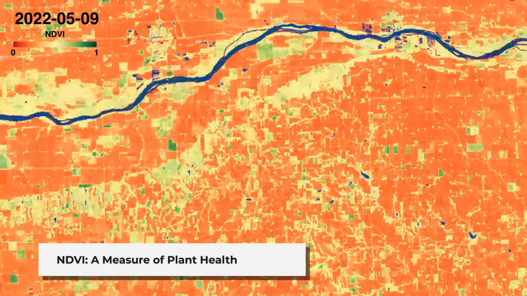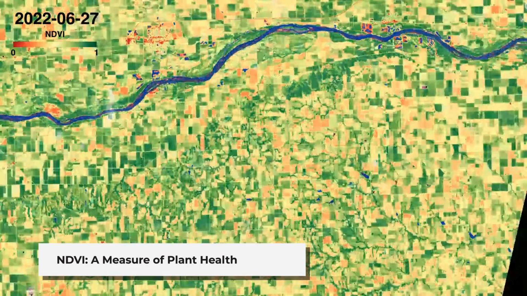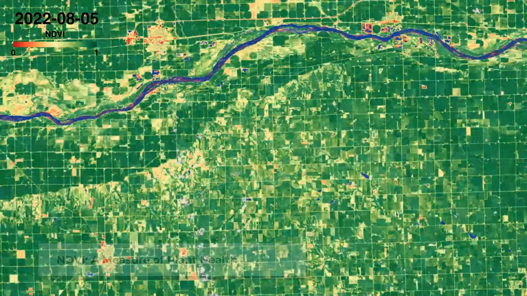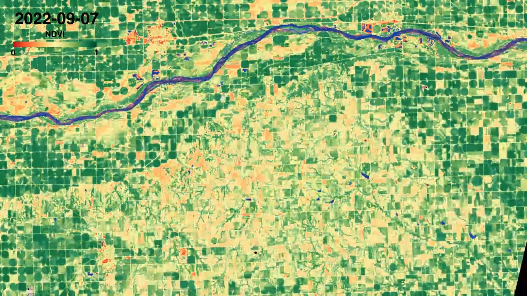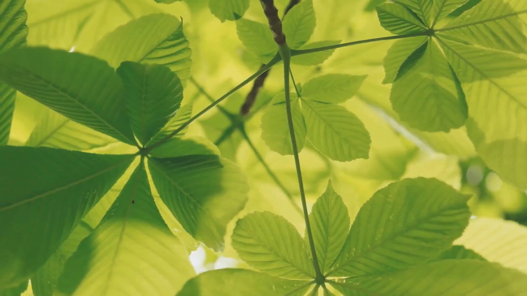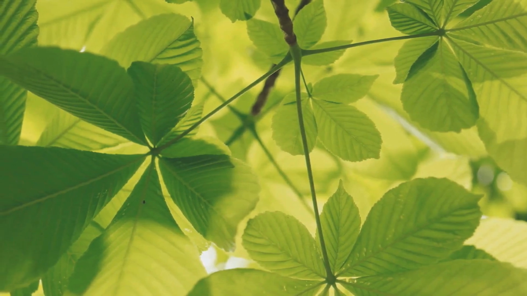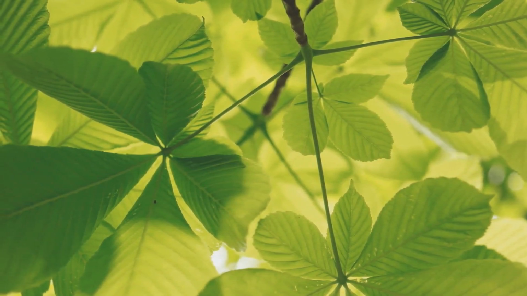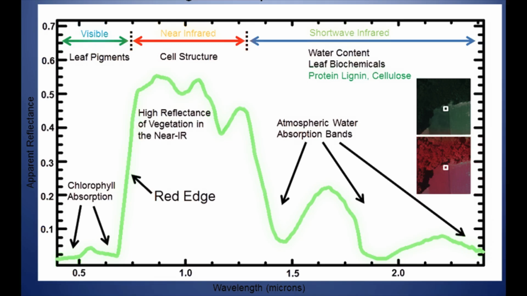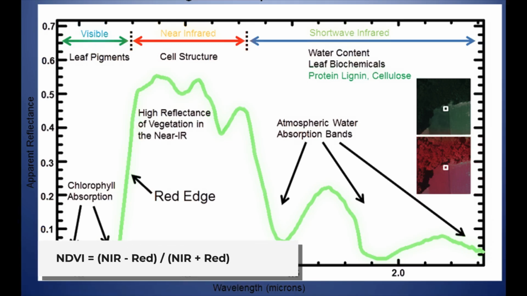It helps us measure how healthy vegetation is using two key wavelengths, near-infrared or NIR and red light. Plants absorb red light for photosynthesis but reflect NIR. The more NIR reflected, the healthier the vegetation. NDVI is calculated as the difference of NIR and red divided by the sum of NIR and red. This formula produces values between -1 and 1.